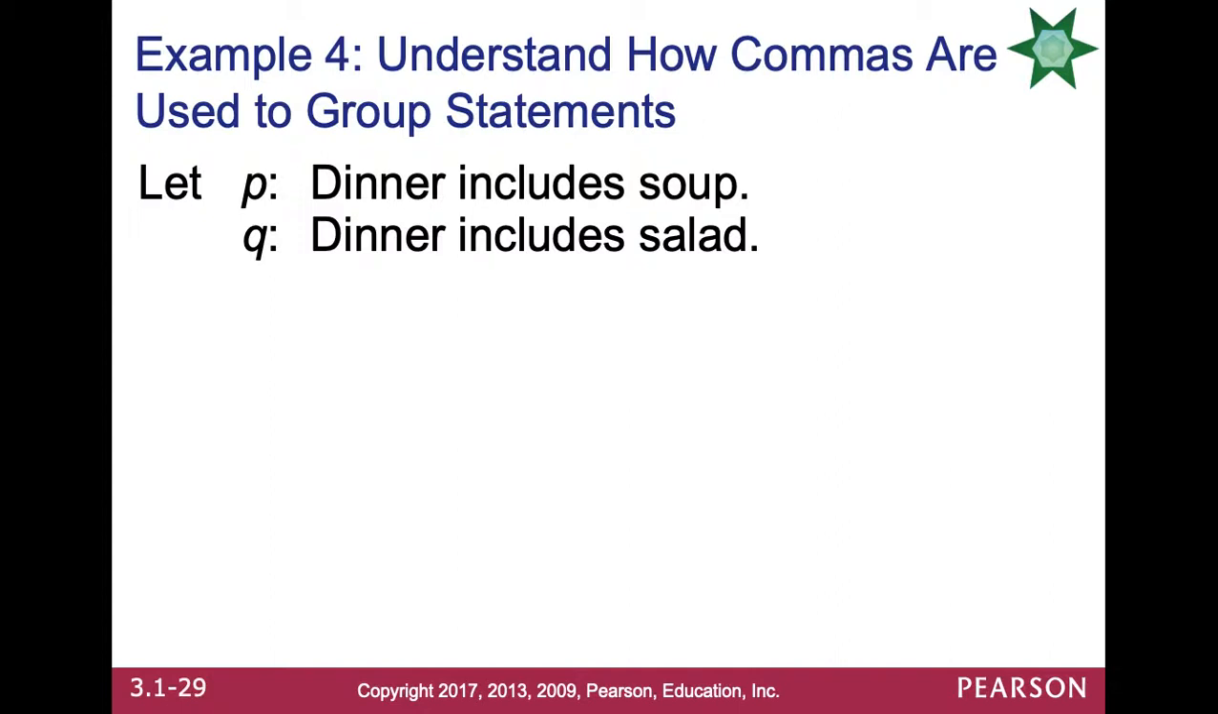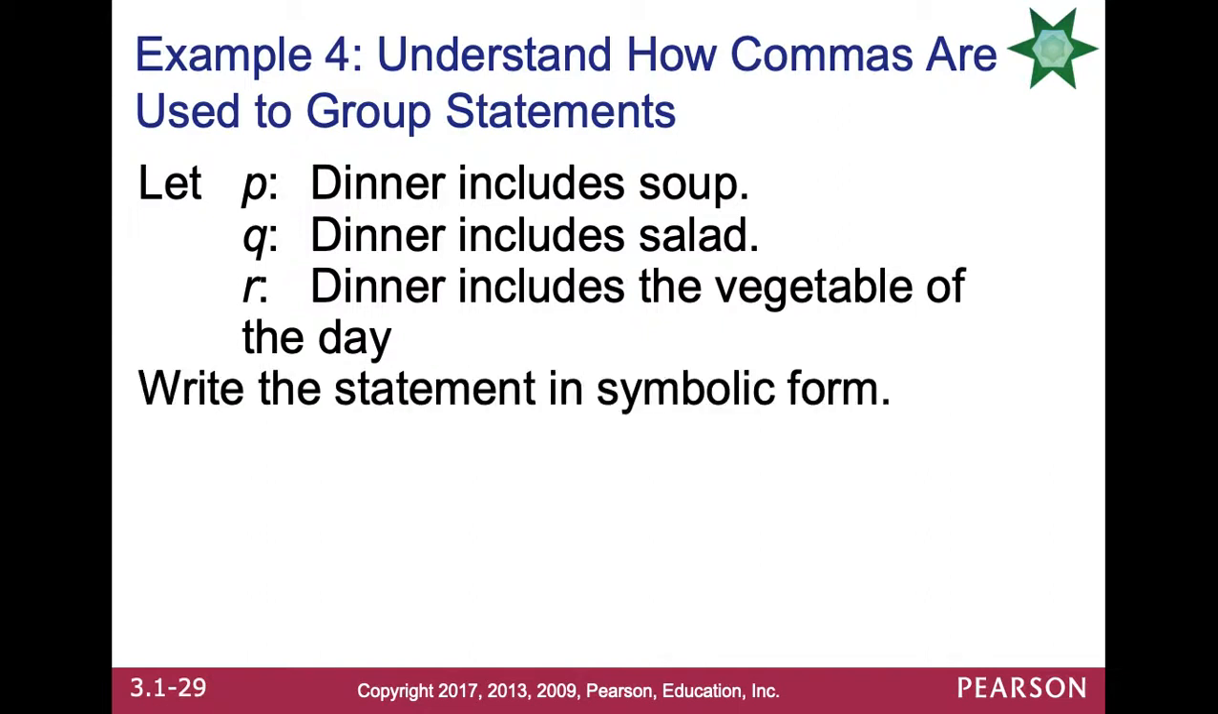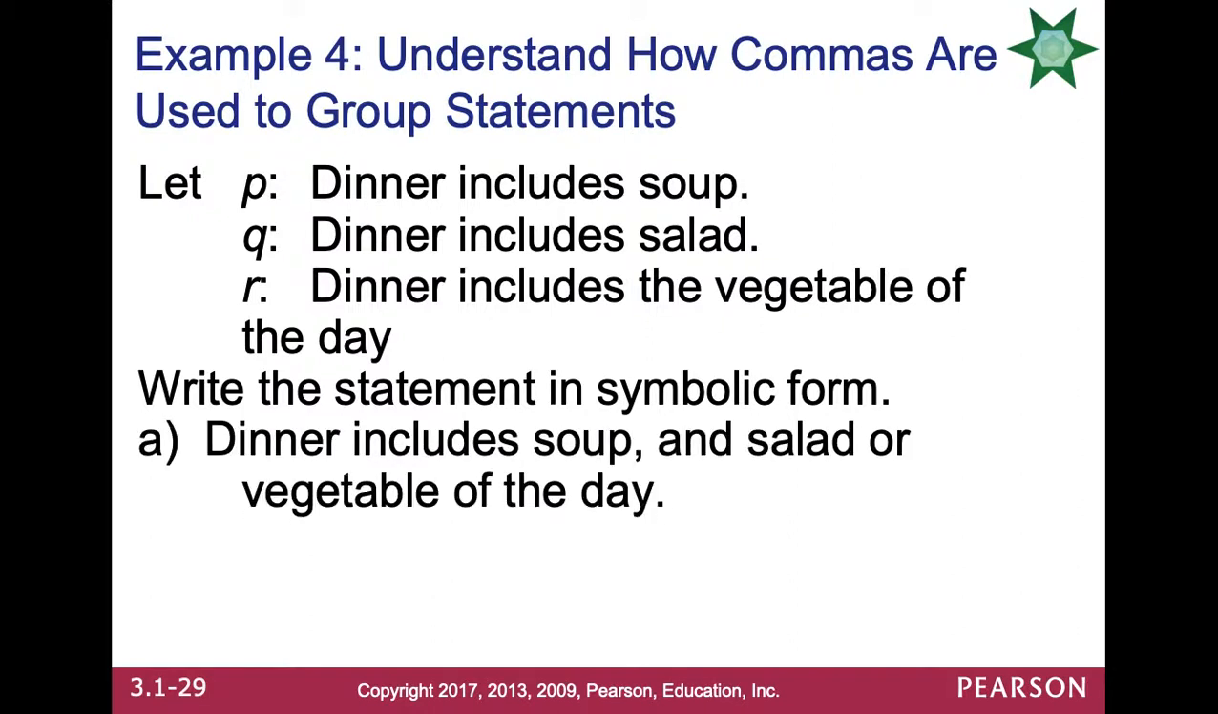So consider P is the dinner that includes soup. Q is the dinner that includes salad. R is the dinner that includes the vegetable of the day. So how do I combine that? So if I write this in symbolic form, let's start with the English translation. Dinner includes soup, comma, and salad or vegetable of the day.